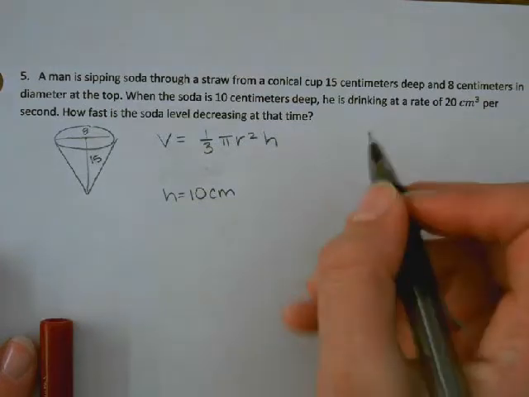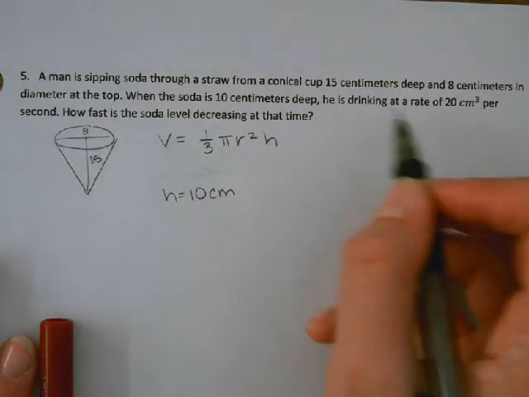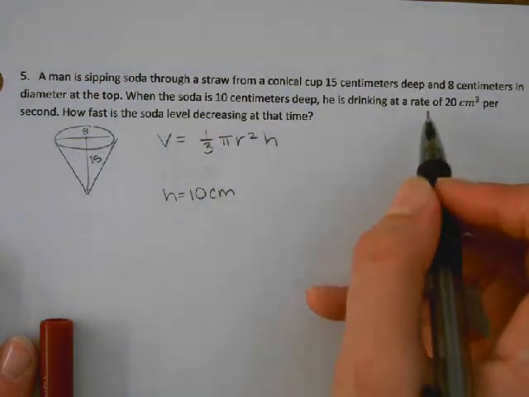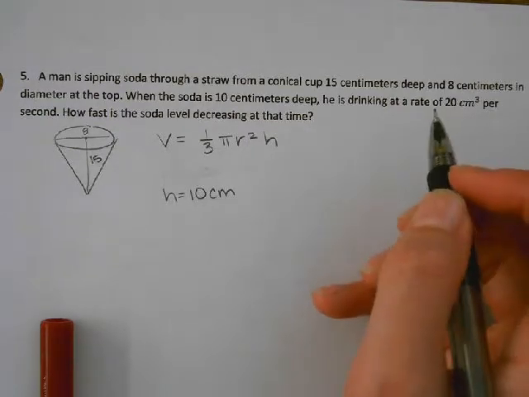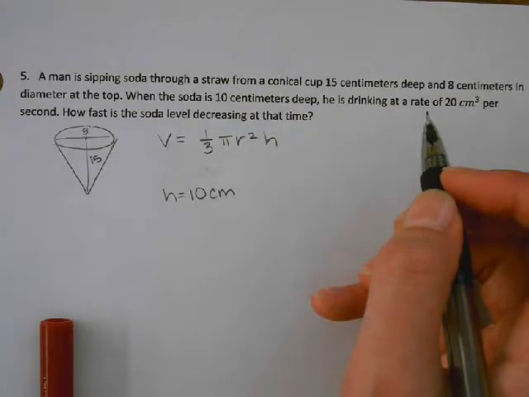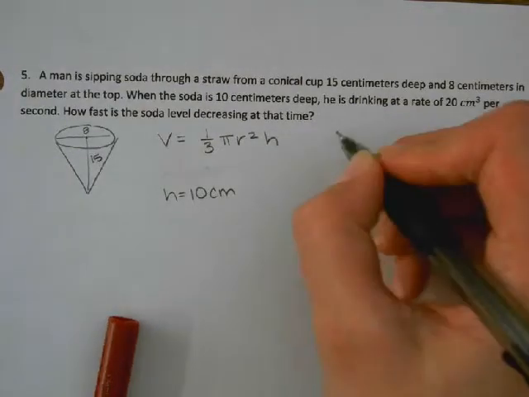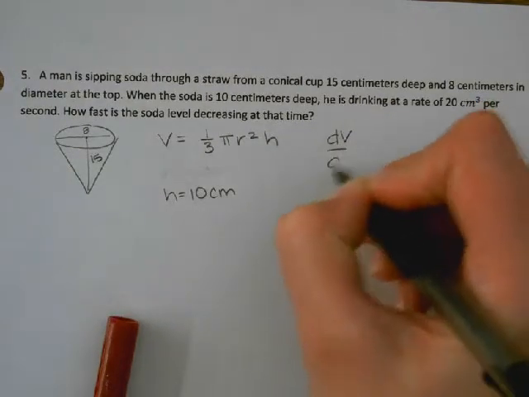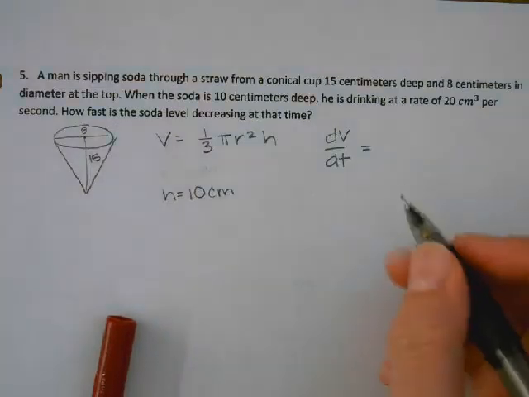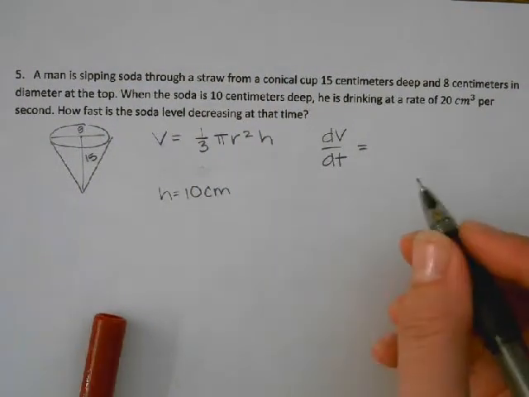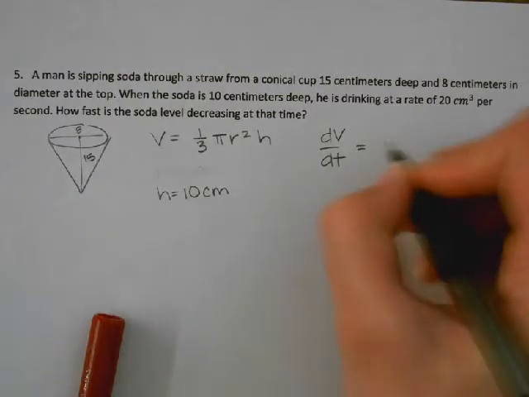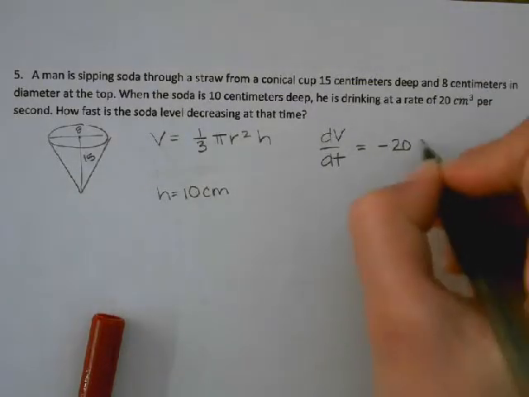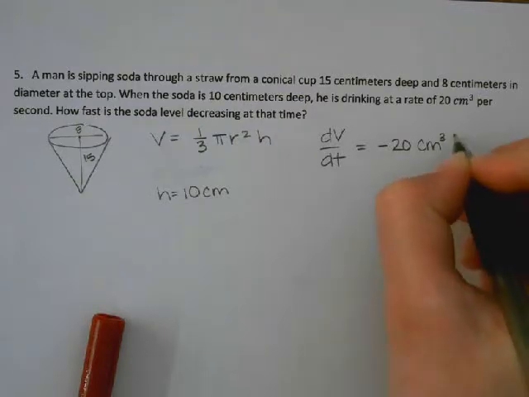Okay, so it says he is drinking at a rate of 20 centimeters per second. So that 20 centimeters per second that he's drinking is going to be changing the volume of what's in the cup, right? So the way we write this is we say the volume in the cup is changing in relationship to time. And if he's drinking it, that volume is no longer in the cup. It's decreasing. So we're going to write this as a negative volume. So we're going to say negative 20 centimeters cubed per second.